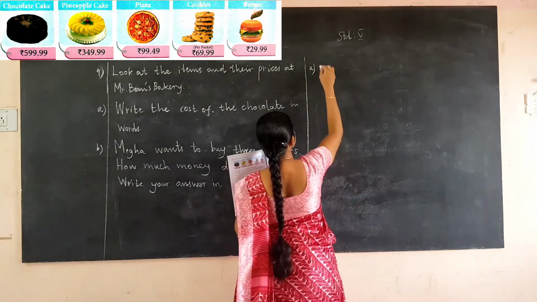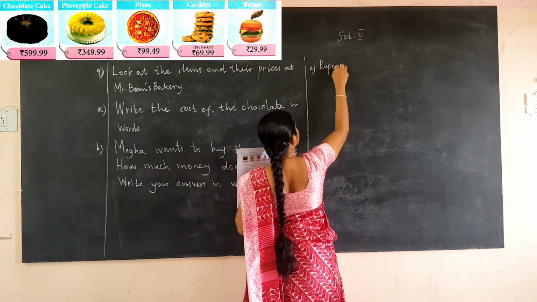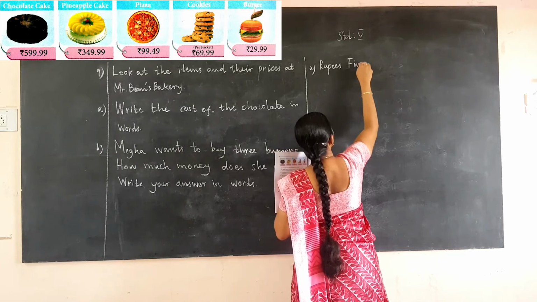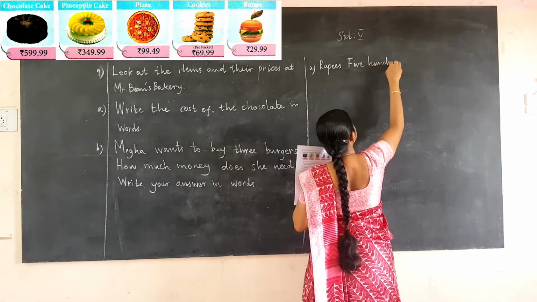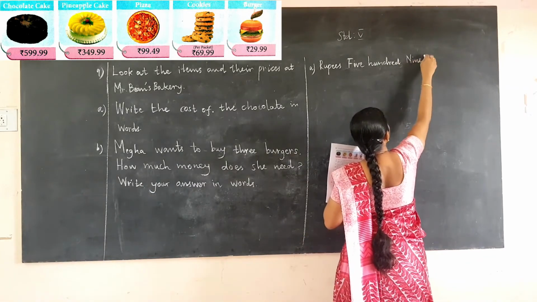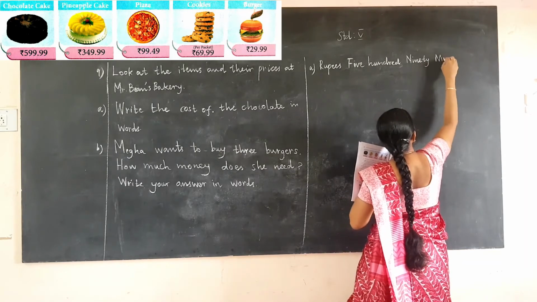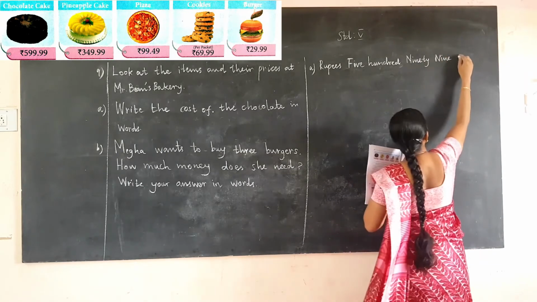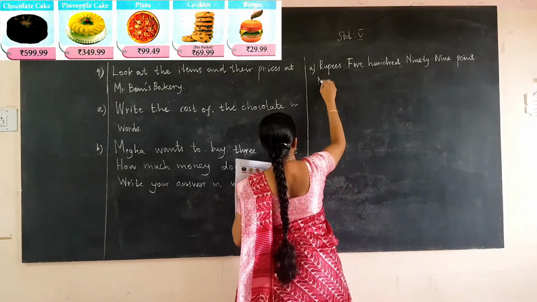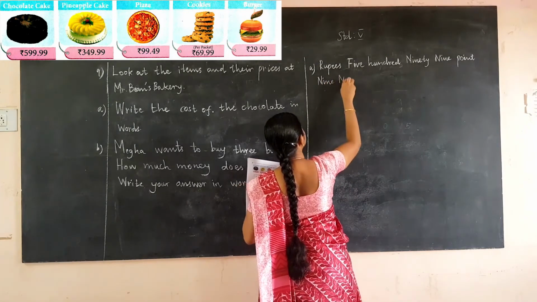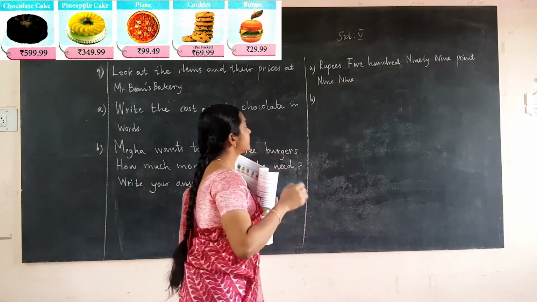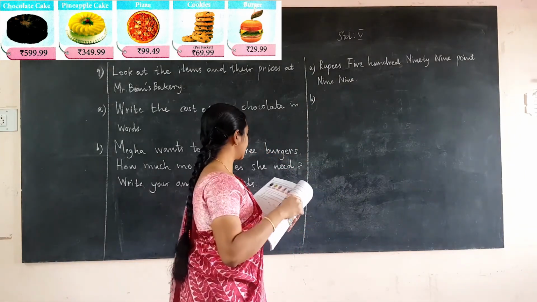We have to write it as rupees 500 and 99.99. In this way we have to write the decimal in words. Rupees 599.99.